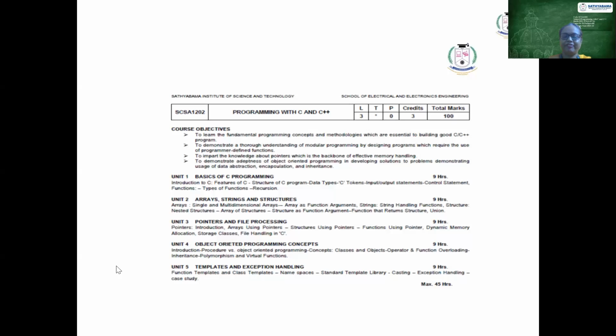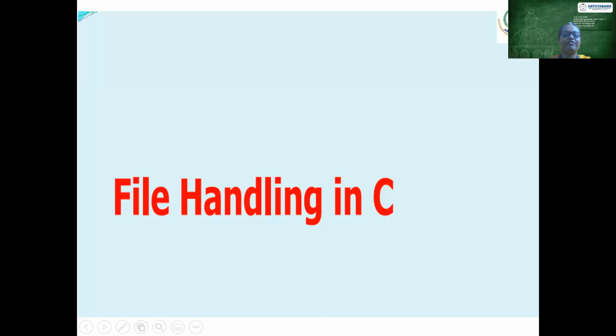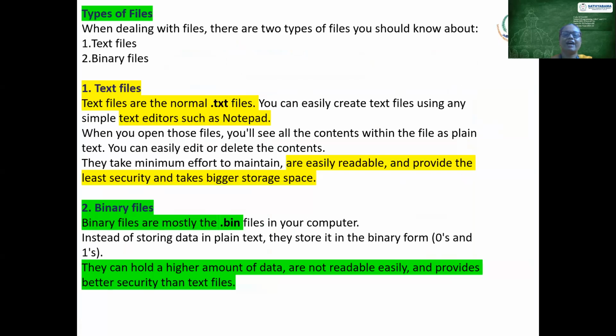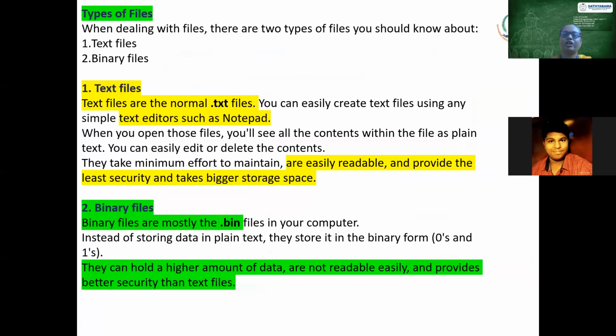So students, we have a small recap and then we will move on to file handling. I told you, if I want to store any data, a file is an important container in a computer to store it. We have seen that there are two types of files: text files and binary files. Text files have the extension .txt, and binary files .bin.